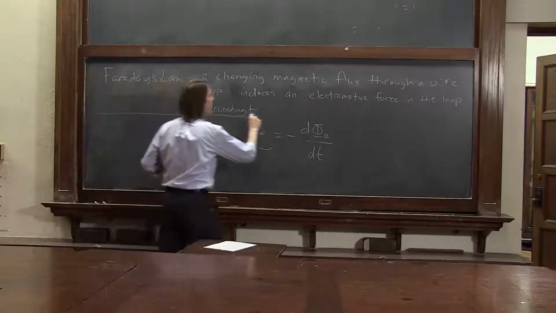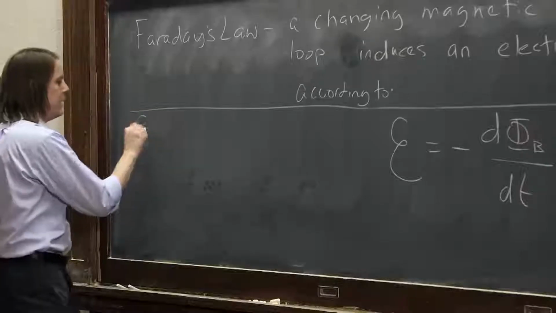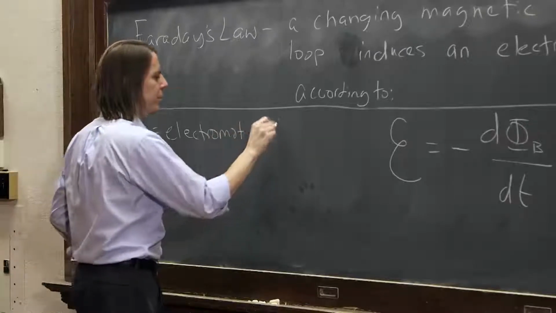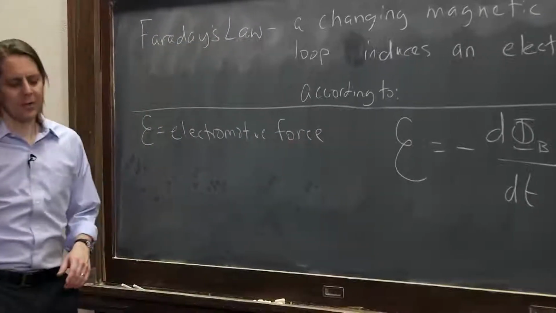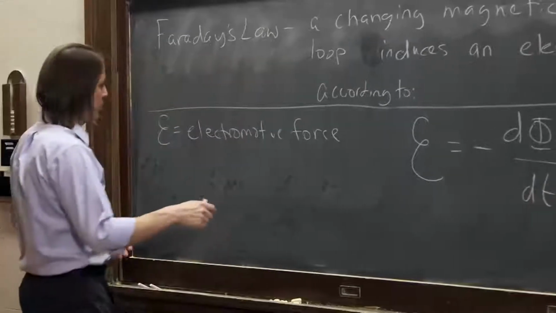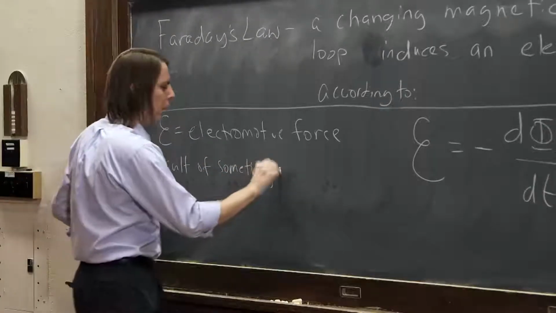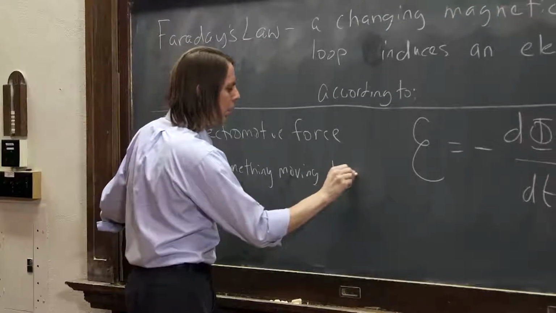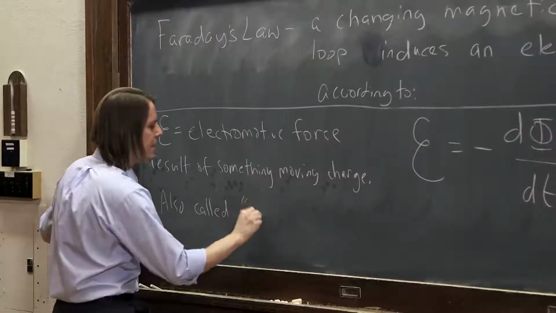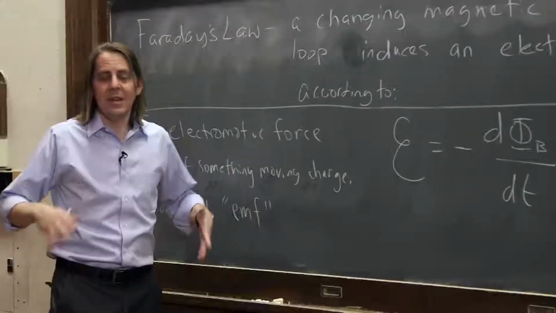So there's the law and the equation, and now let's look over on this side. What is this E? This E stands for, I wrote it up there, electromotive force. It's kind of an old-fashioned word. It basically means, if I had to even define it, we'll define everything, it's the result of something moving charge. It's also called sometimes just EMF for electromotive force, little e, little m, little f. So it really just means anything that causes current to flow.